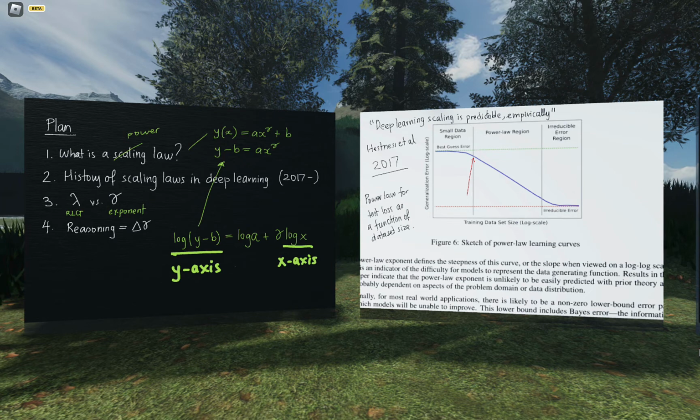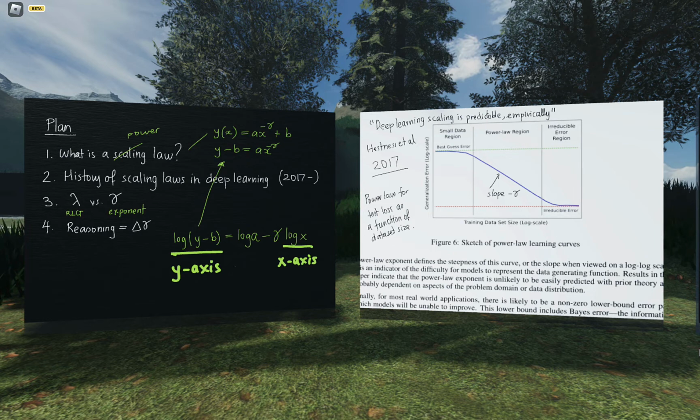So let me just fix this power law back on the first board and change it to a minus gamma. And that means that this is a slope with negative gradient. And that's what you see in this power law region, right? The slope here is the gamma, or minus gamma.